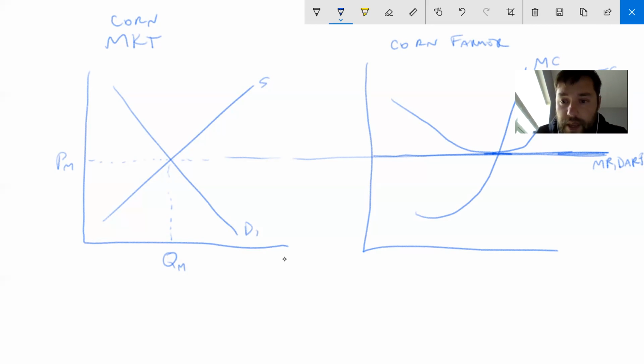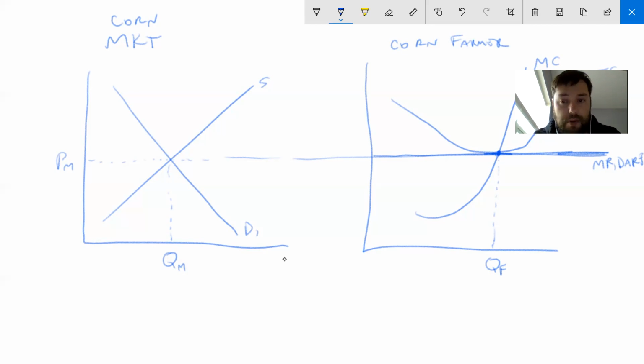Okay, so we have a corn farmer here. The price, Mr. DARP coming across, is at the low point there of the average total cost curve. All right, MR equals MC right here. And then we're going to come down. And they wanted this labeled the quantity sub F for the farmer. Okay, so that's your set market. That's what's going on. Everything's at equilibrium.